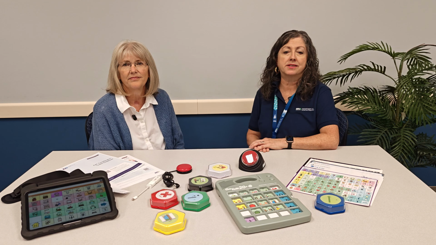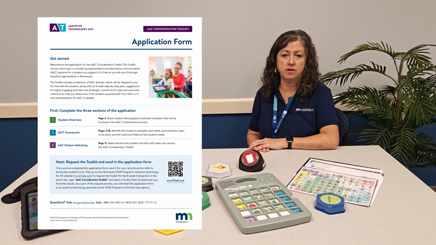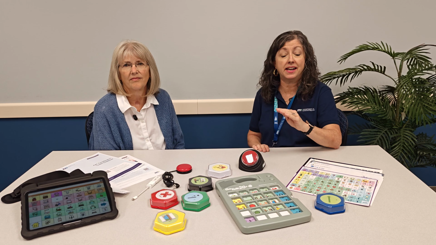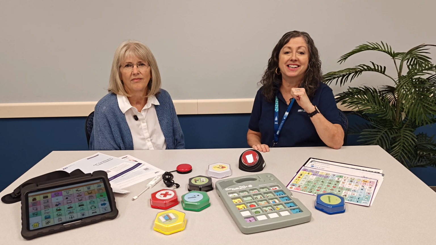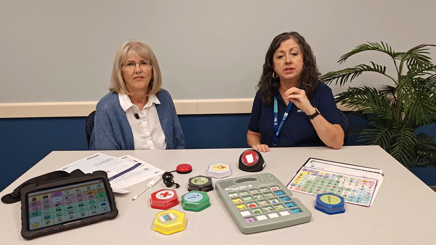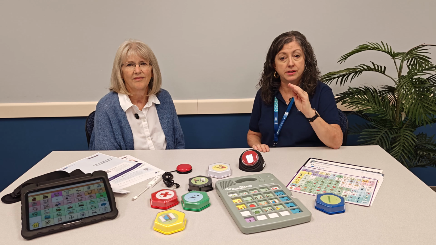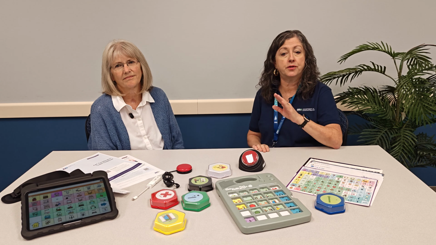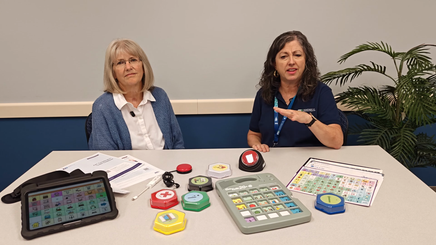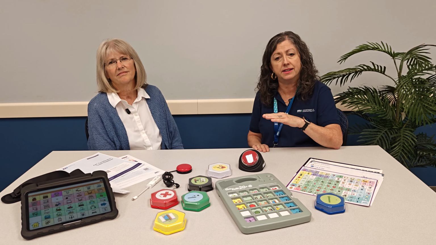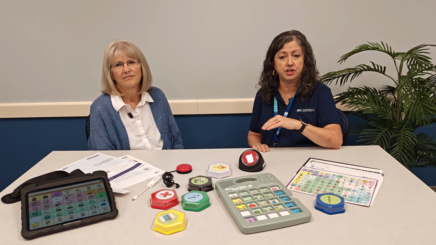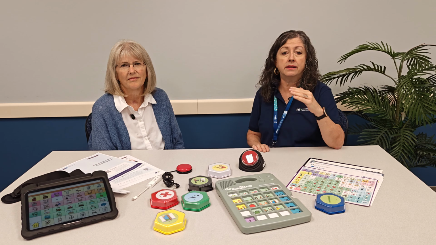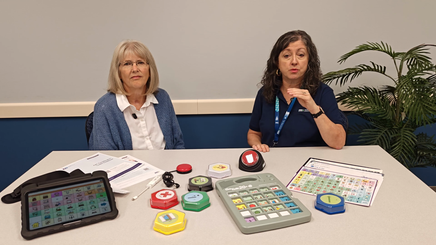The first step in the process is to fill out the application form. This is an important first step because it ensures that the AAC Consideration Toolkit is used in the right way with the right supports in place. By completing the application, you confirm your student's eligibility, check that the student is an appropriate candidate for the toolkit and that the appropriate supports are in place. It allows you to match the right tools to the right student.